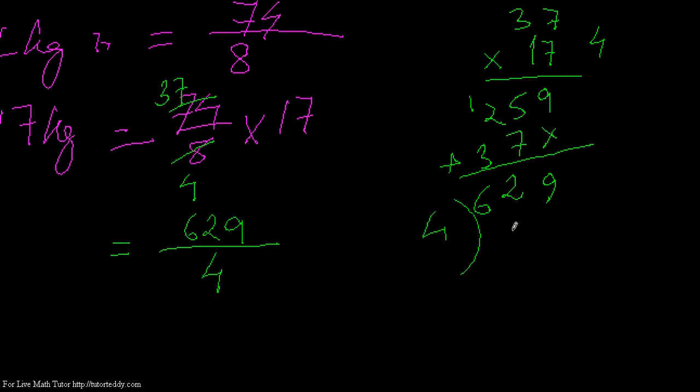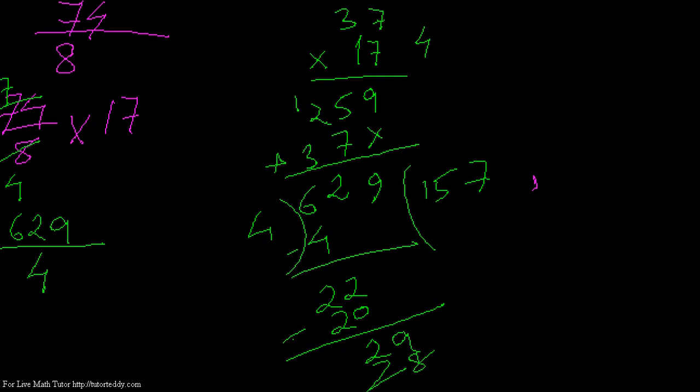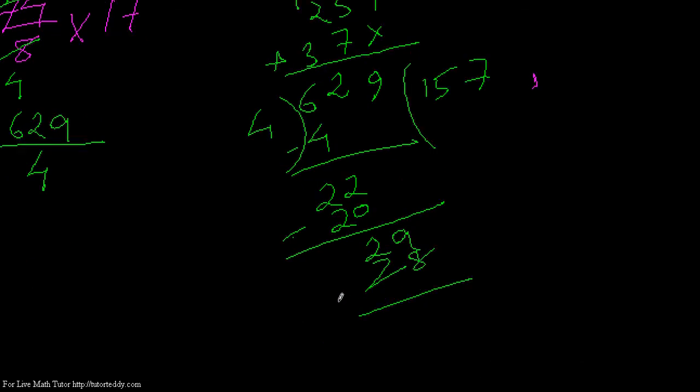And 629 divided by 4 is how much? I get 4 ones are 4. Subtract gives me 2. 2 comes down. 4 fours are 16, 4 fives are 20. Subtract, I get 2 and 9 comes down. 4 fives are 20, 4 sixes are 24, 4 sevens are 28, and subtract, I get 1, so I'm getting 157.